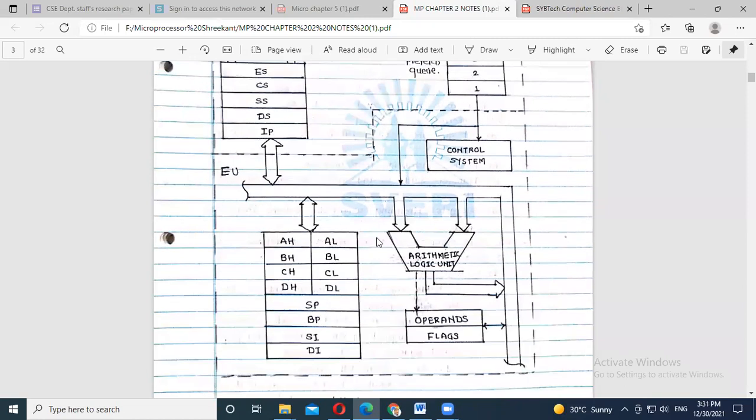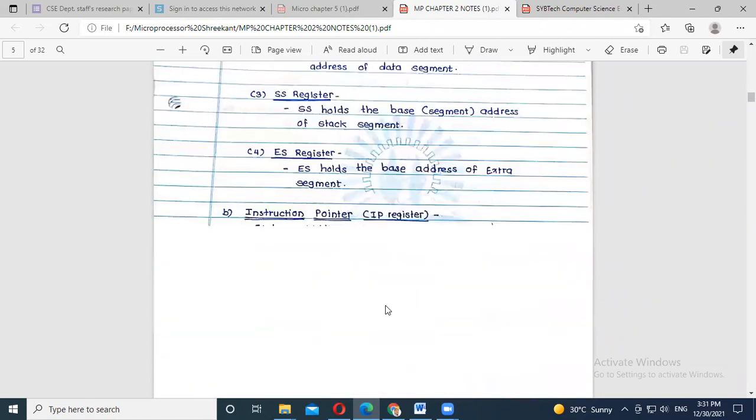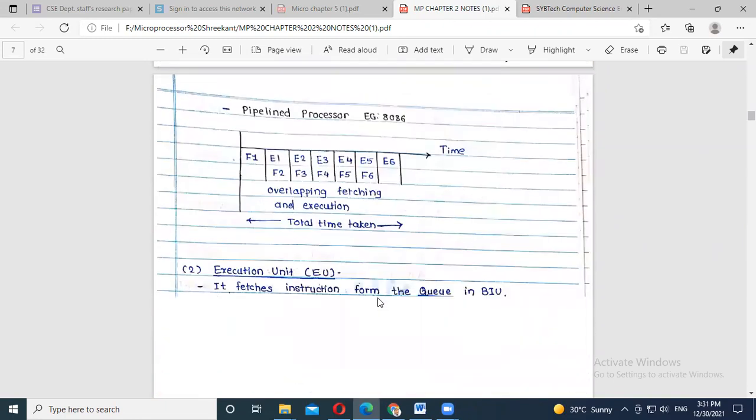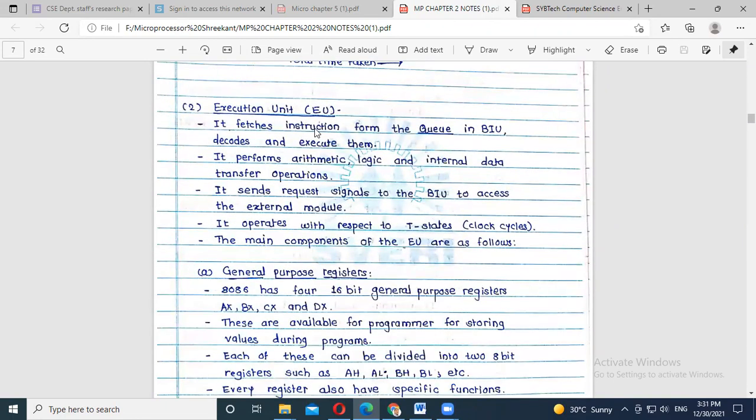Next, I will move to the execution unit. In these blocks I am going to explain all the registers, arithmetic and logic, and operands. The execution unit fetches the instruction from the queue in the bus interface unit, then decodes and executes it. Whatever instructions come from the bus interface unit in the queue are decoded and executed. It also performs arithmetic, logic, and internal data transfer operations.